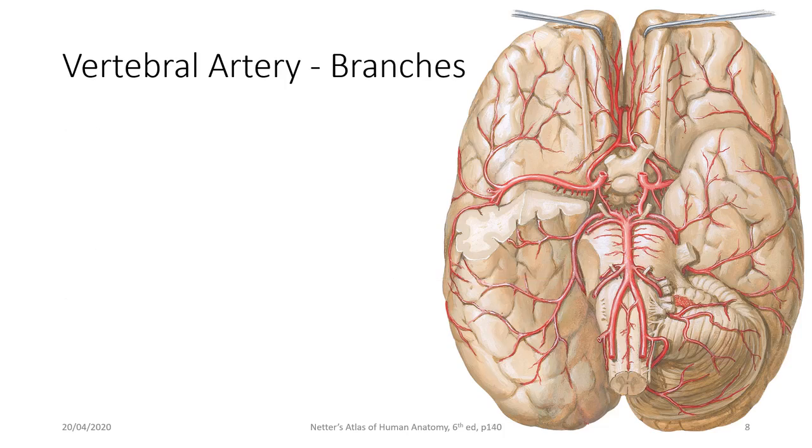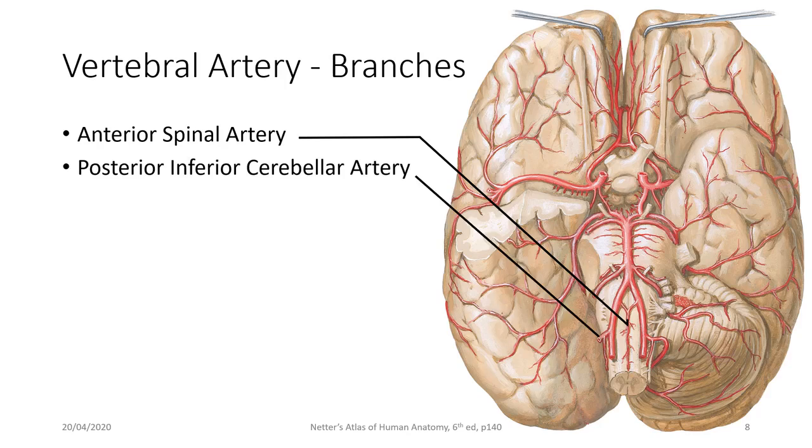So let's see what are the branches of the vertebral artery. First of all, this is the anterior branch, most prominent. Both vertebral arteries give a branch, and those two branches join in the midline to form one common artery. This artery is known as anterior spinal artery. It runs in the anterior fissure of the spinal cord.